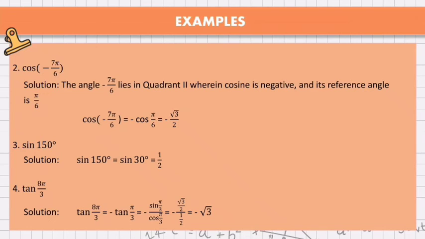Example number 3. Sine 150 degrees. Sine 150 degrees is equal to sine 30 degrees equals 1 over 2. Example number 4. Tangent 8 pi over 3. Tangent 8 pi over 3 is equal to negative tangent pi over 3 equals negative sine pi over 3 over cosine pi over 3 equals negative the square root of 3 over 2 over 1 over 2 equals negative the square root of 3.